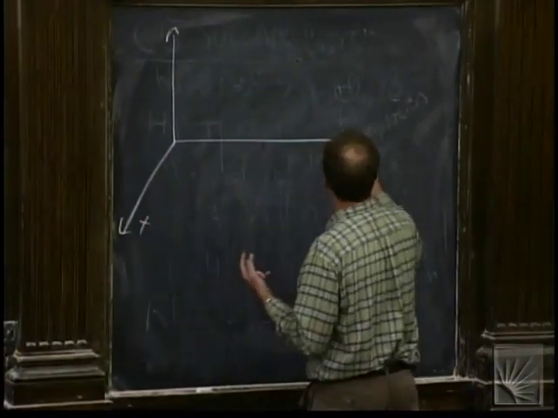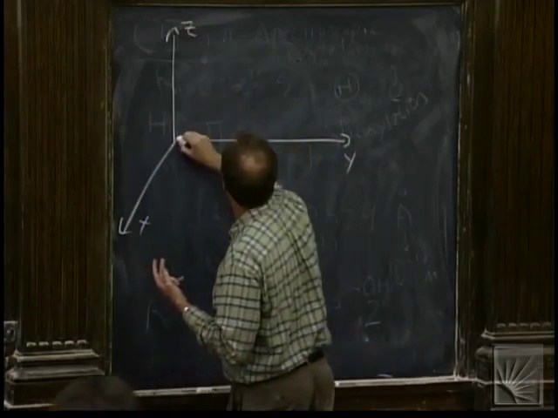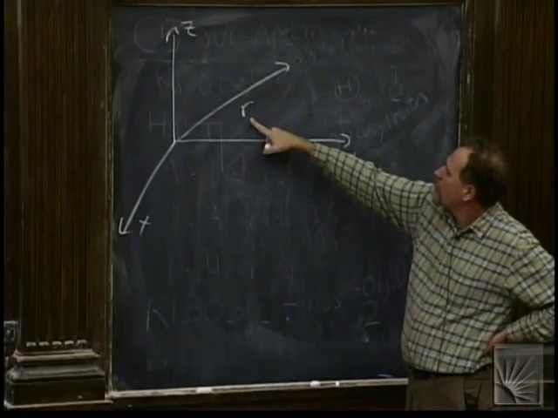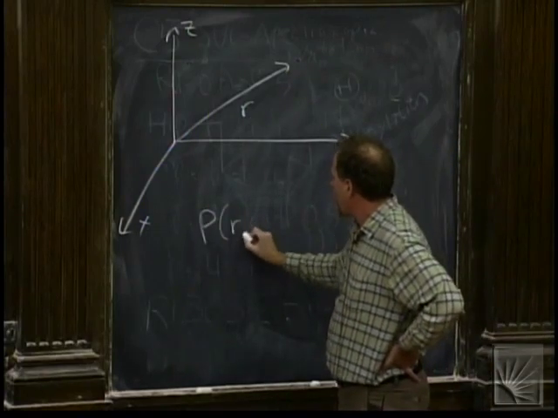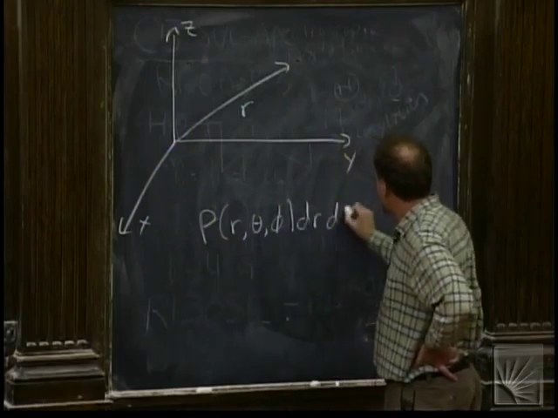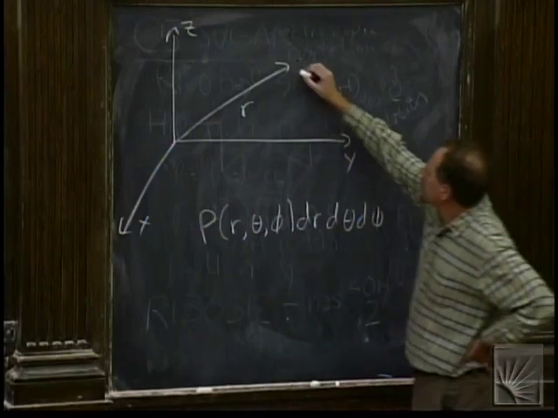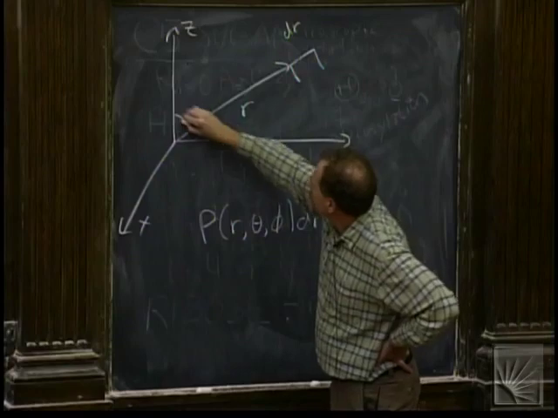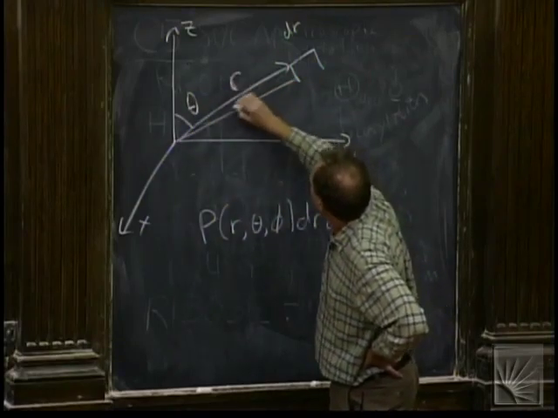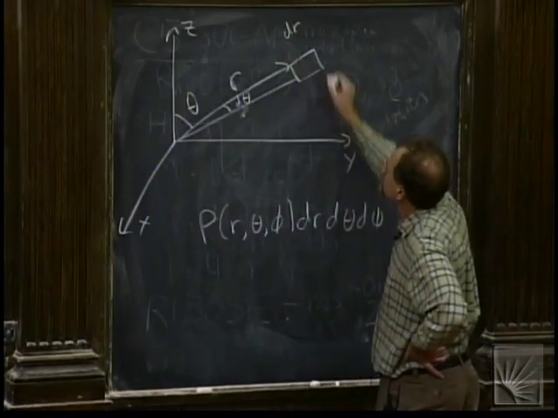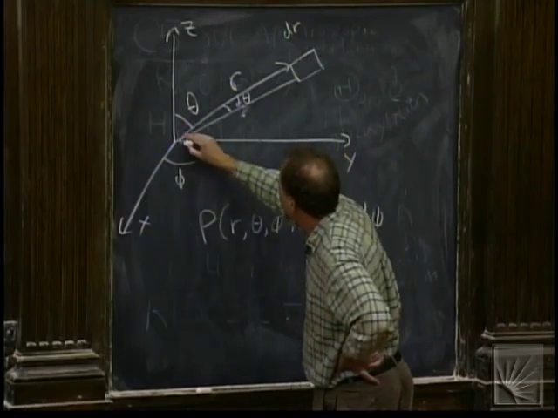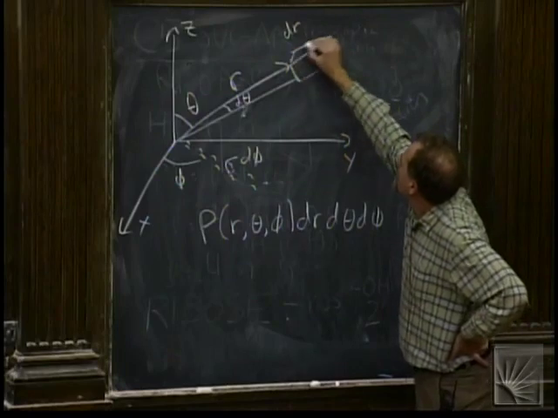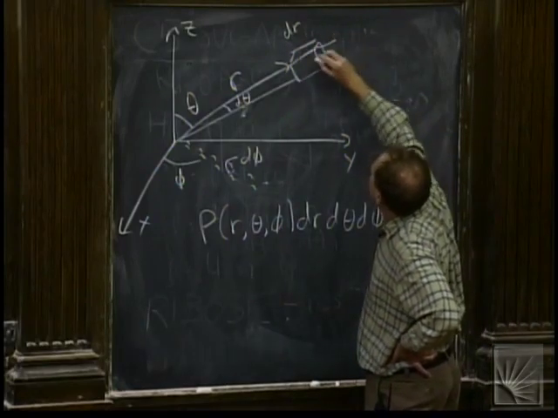Here's my x, y, z coordinate system, and here's r. We want to know what's going on at an r, a theta, and a phi, in a dr, a d theta, and a d phi. So I have to draw a little box where I vary dr. I also have to vary theta in some d theta. And then finally, here's phi. I have to take an angle d phi, which is sort of hard to draw, but gives me a little volume where this piece is due to d phi.